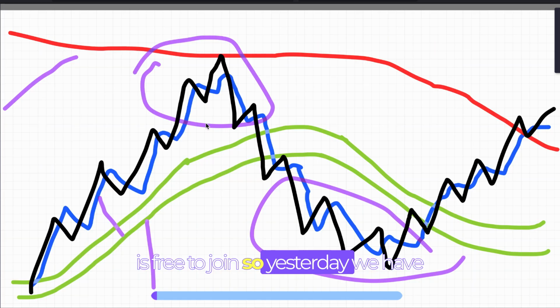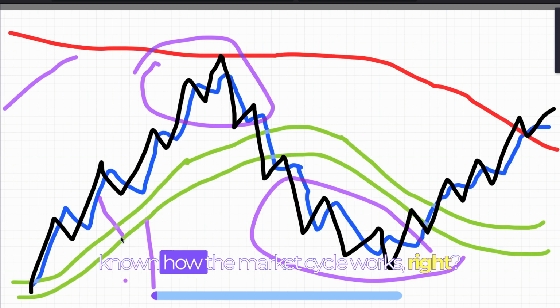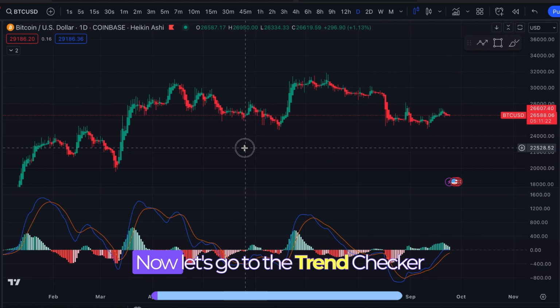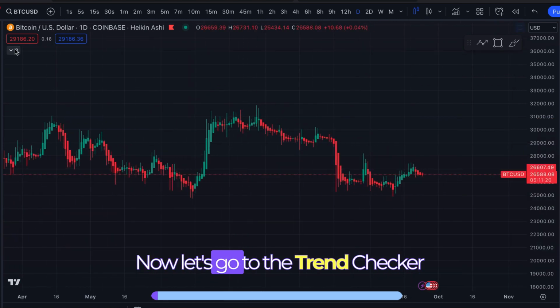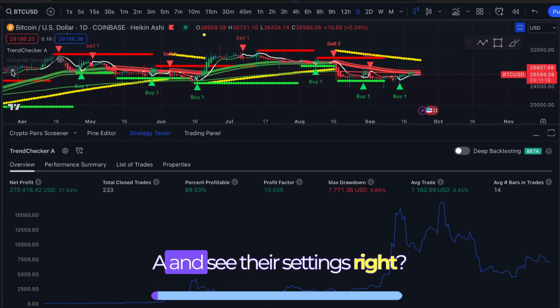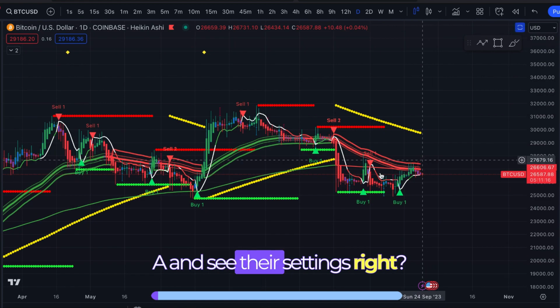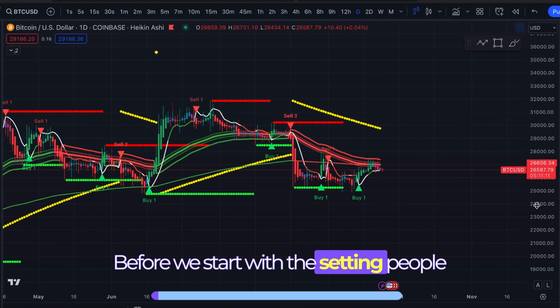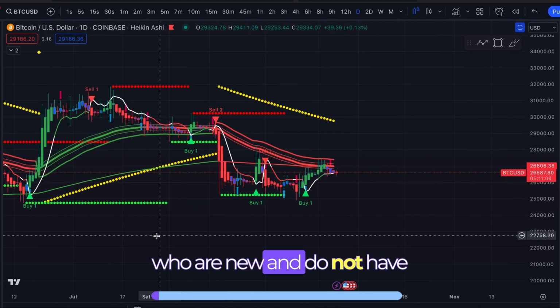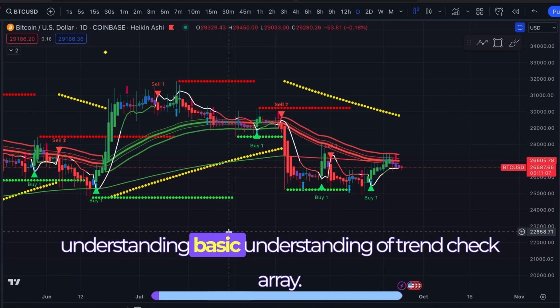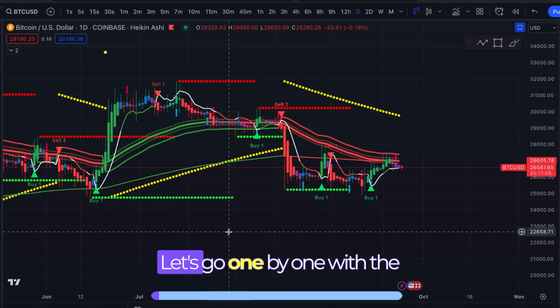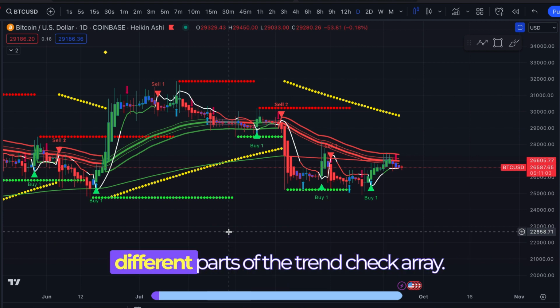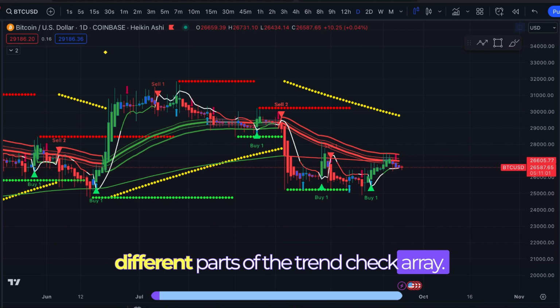So yesterday we learned how the market cycle works, right? Now let's go to the Trendchecker A and see its settings. Before we start with the settings, for people who are new and do not have a basic understanding of Trendchecker A, let's go one by one through the different parts of the Trendchecker A.